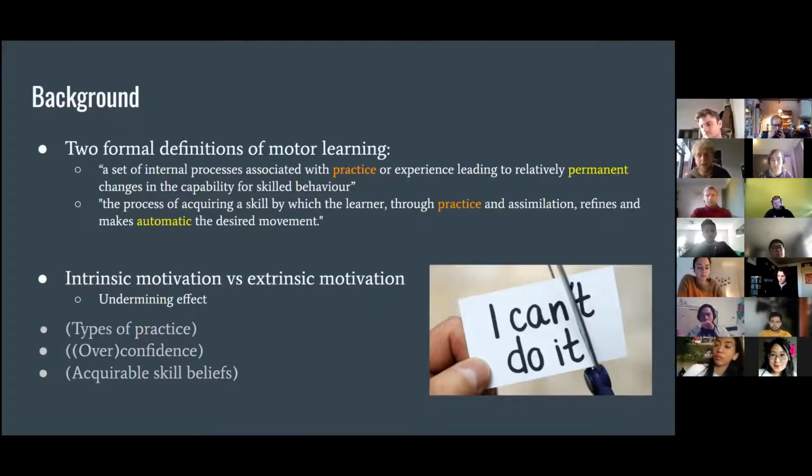Also, some different types of learning or practice exist. These are auditory, kinesthetic, and visual learning. However, they are not part of this presentation due to time constraints. And in addition, the confidence and acquirable skill belief also exist, which have an influence. However, because of the same reason, we will not discuss them elaborately. They are discussed elaborately in our paper.